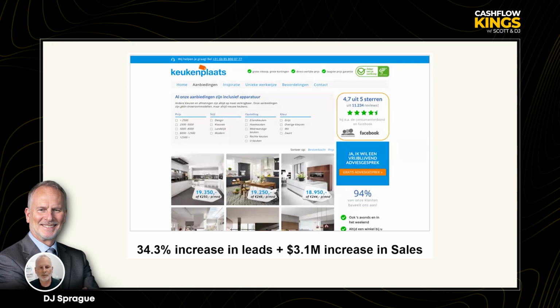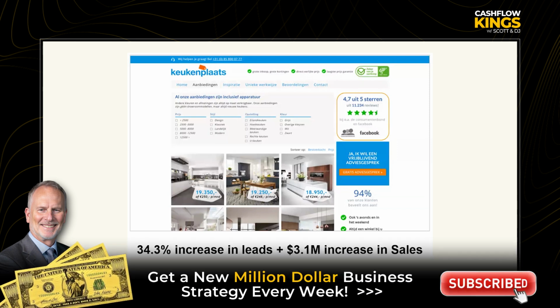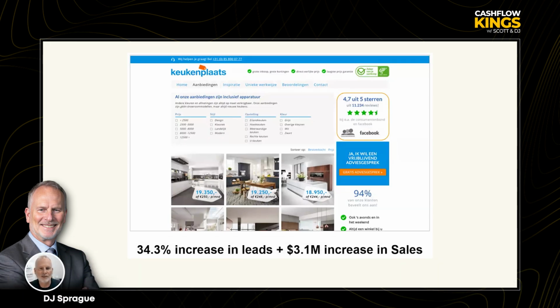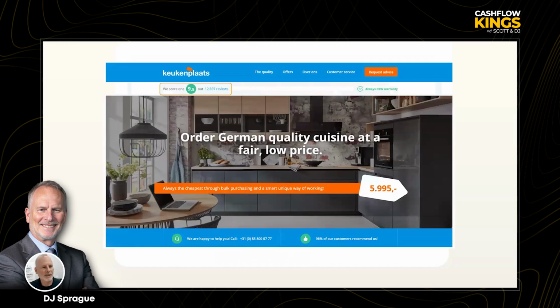And this particular split test was one of the most successful, where he simply added the reviews on the homepage above the fold in the hero image. And that one little change alone increased leads by 34.3% and sales by 3.1 million. So just a small adjustment by adding that proof point, that social proof, above the fold on the homepage drove great results. This is what the site looks like today.